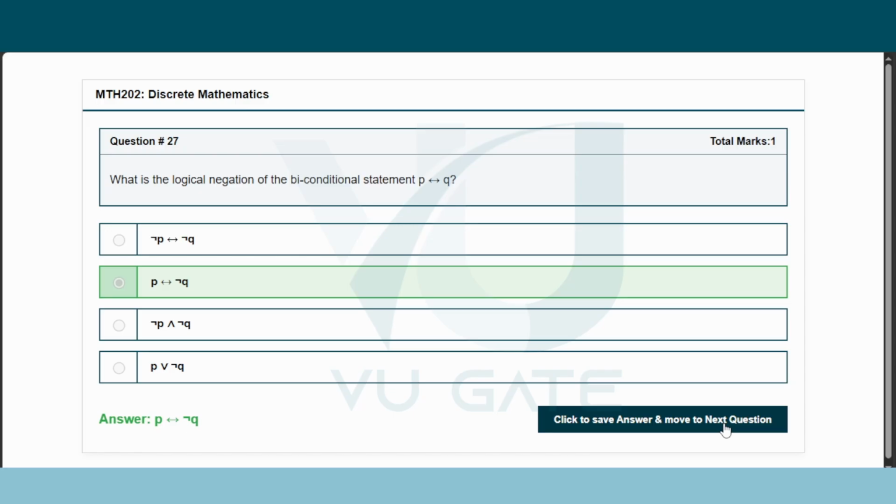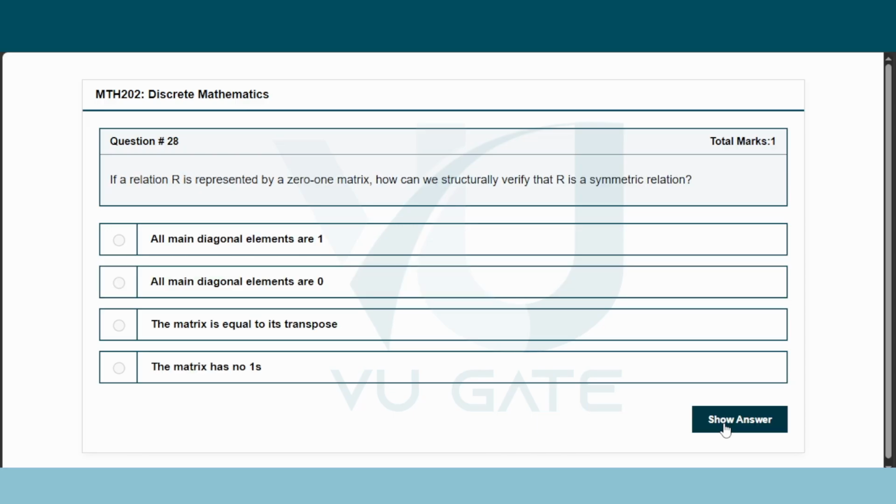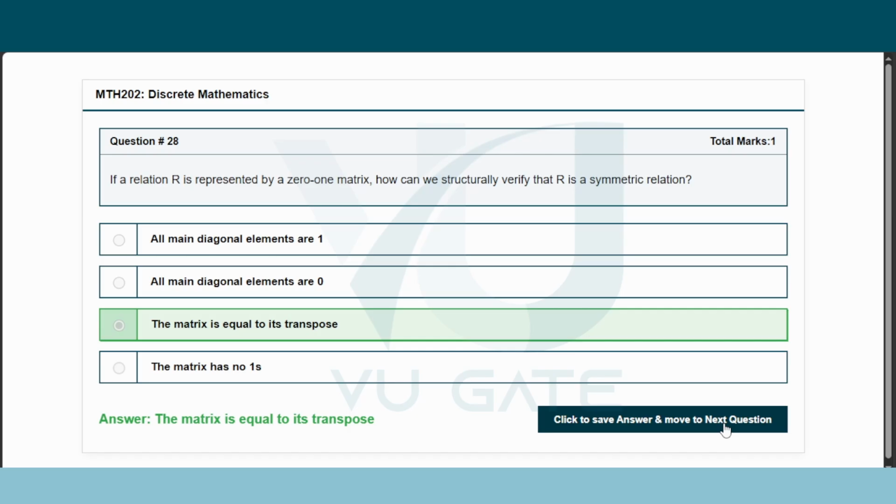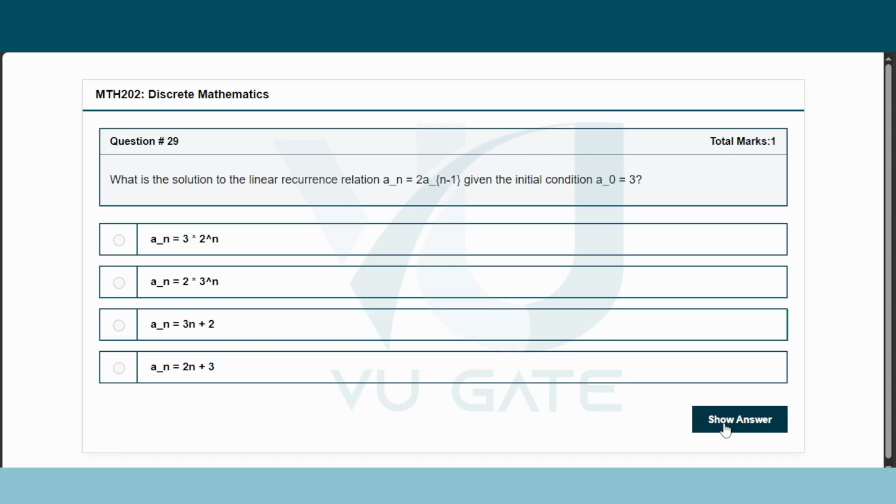Question number 28. If a relation R is represented by a 0-1 matrix, how can we structurally verify that R is a symmetric relation? The correct answer is the matrix is equal to its transpose. Question number 29. What is the solution to the linear recurrence relation, a sub n equals 2 times a sub n minus 1, given the initial condition a 0 equals 3? The correct answer is a sub n equals 3 times 2 raised to the power of n.